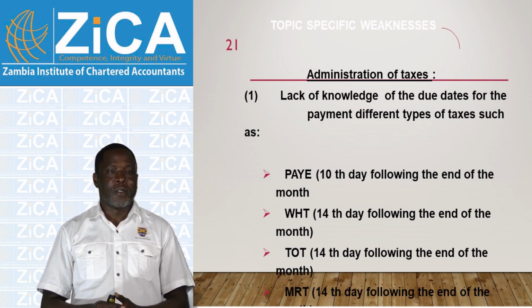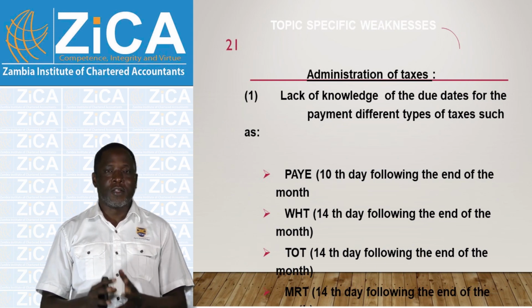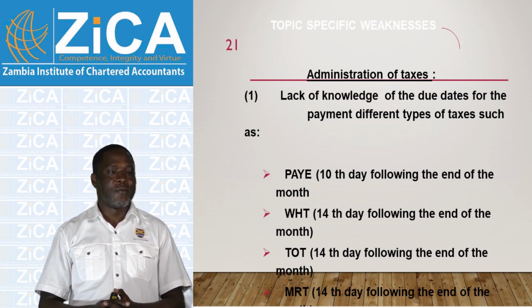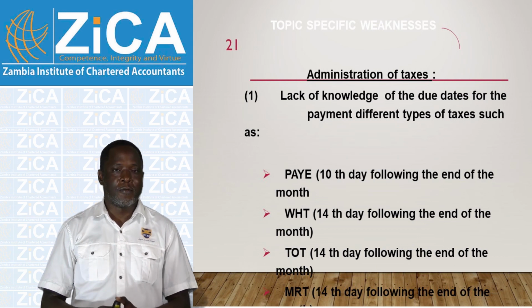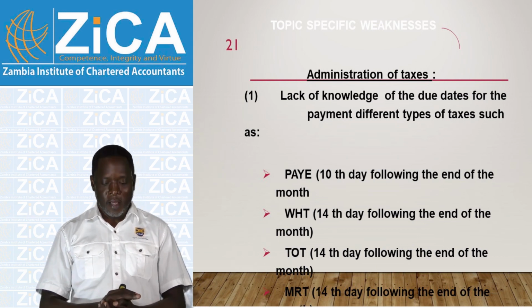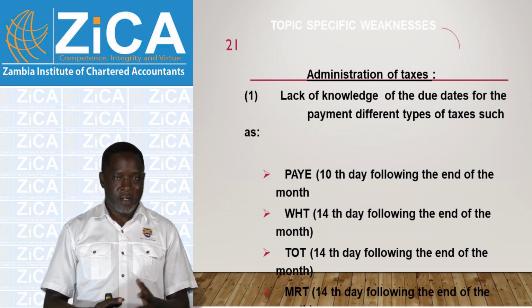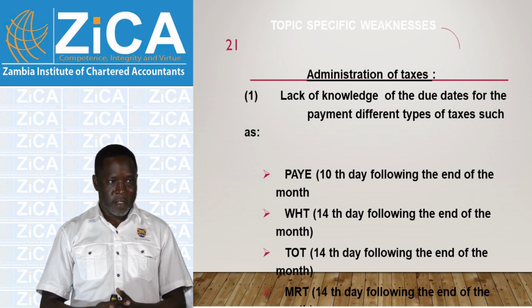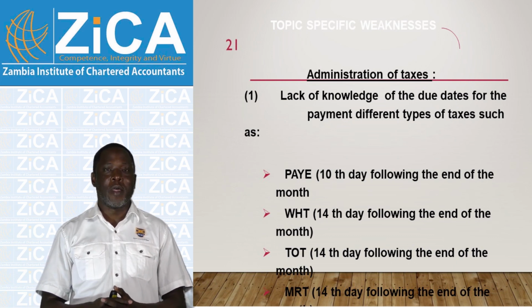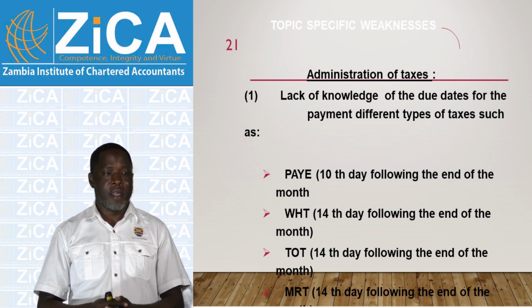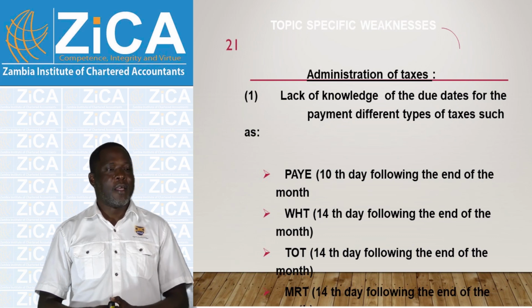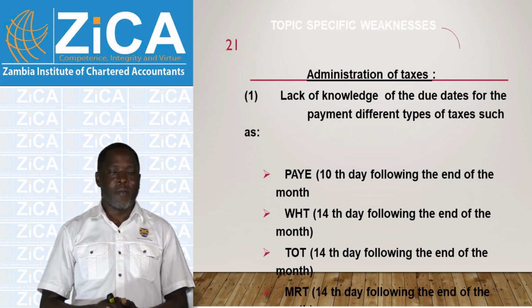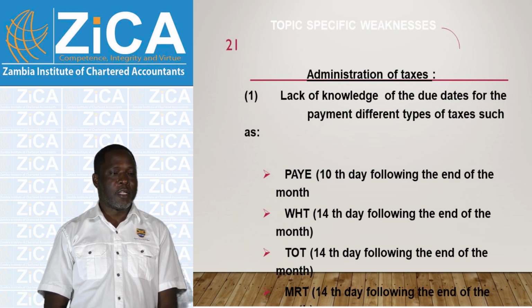So when it comes to this topic, it is important that you know the due dates for the payment of different types of taxes. You need to know the administrative procedures relating to different direct taxes. So for example, you need to know that the due date for the payment of PAYE deducted from the employee's pay is the 10th day following the end of the month in which the PAYE was deducted.